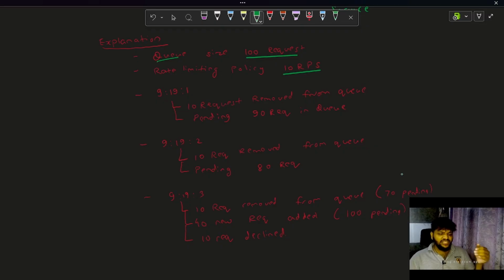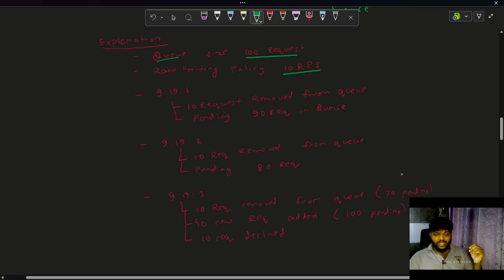Now at that third second, I am getting 40 new requests added. So 70 plus 40 is equal to 110, but my queue size is 100. So I would only allow 30 more requests in the queue. The total queue size would be 100 and the remaining 10 requests are going to be declined. This is how the leaky bucket algorithm works.